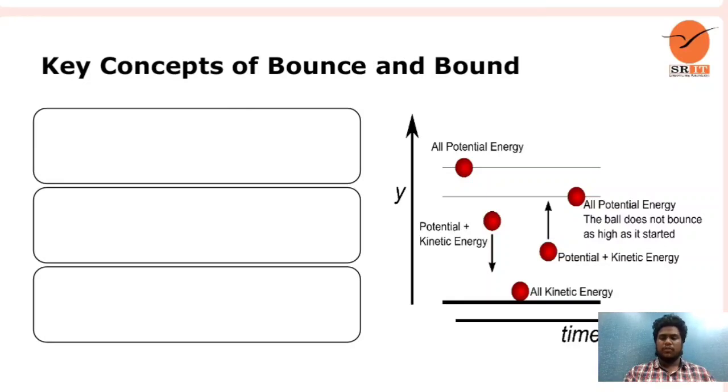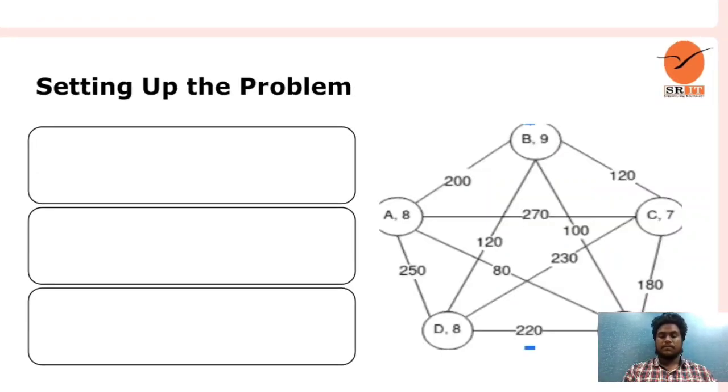Key concepts of branch and bound. Potential energy, kinetic energy. Also, the ball does not bounce as high as it started. Potential plus kinetic energy. Setting up the problem. You can see the diagram here.